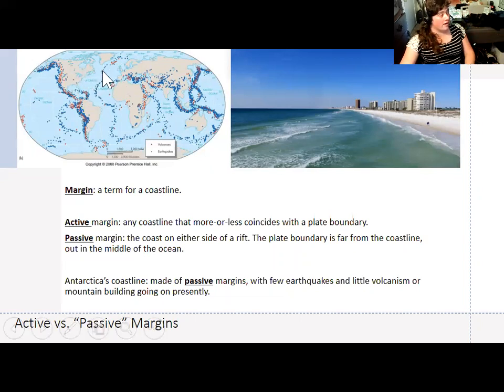But Eastern North America and Western Europe have been pushed apart for so long that the actual coastline isn't a plate boundary itself. It's far from the actual plate boundary, and you don't really get any earthquakes in the eastern United States as a result of that.